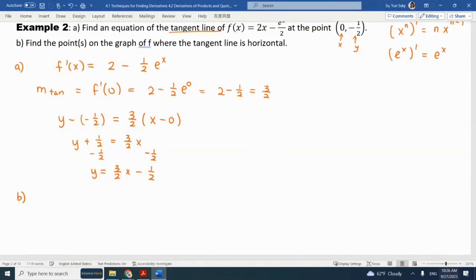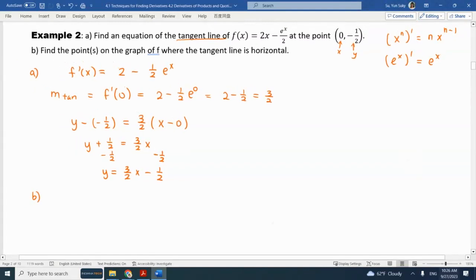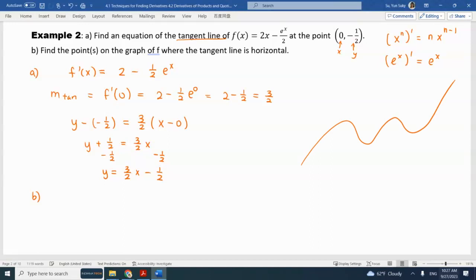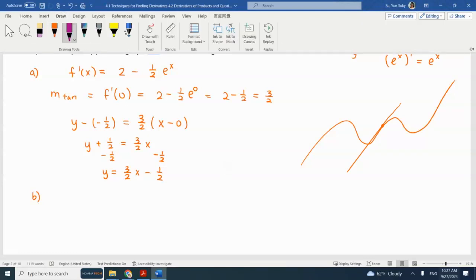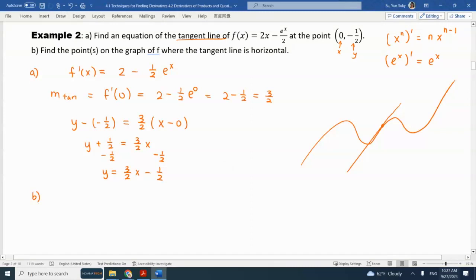Part B. Find the points on the graph where the tangent line is horizontal. So part A and part B, they're asking two different directions. Let's say this might not be the correct graph, I'm just making it as an example. Part A is I give you a point, and then you find the tangent line at that point. Part B is I want to know where the tangent line is horizontal.